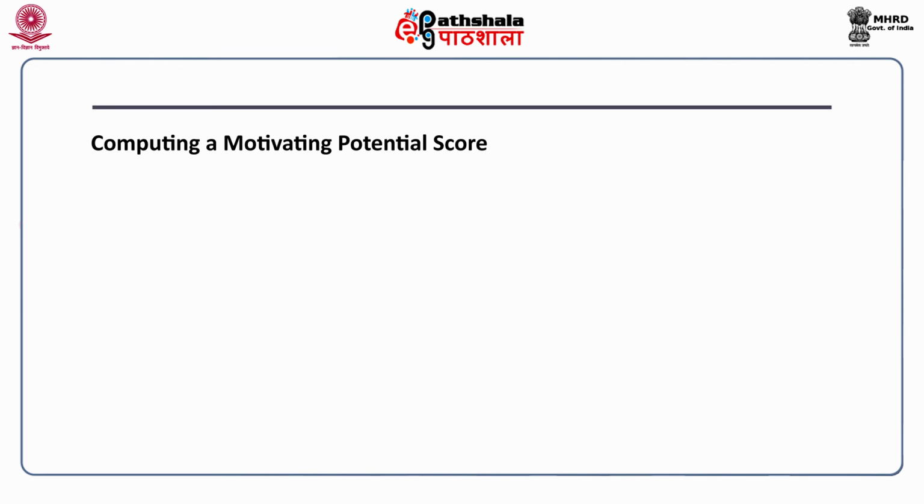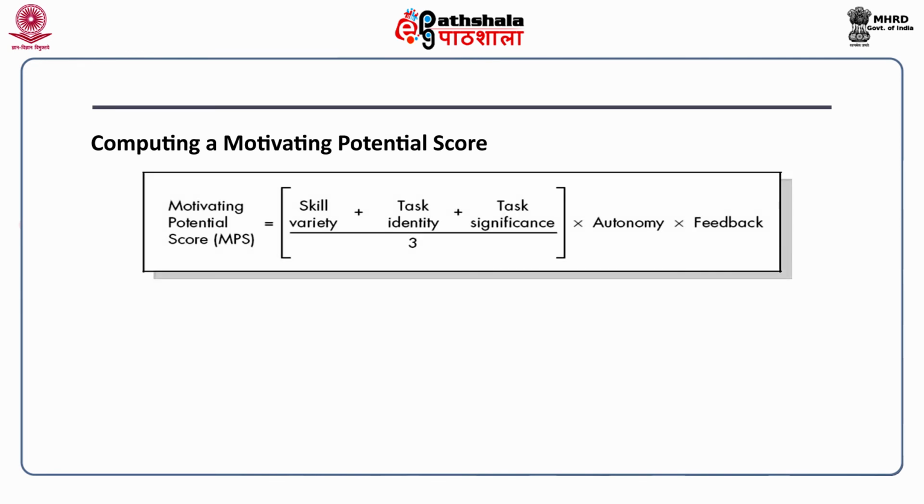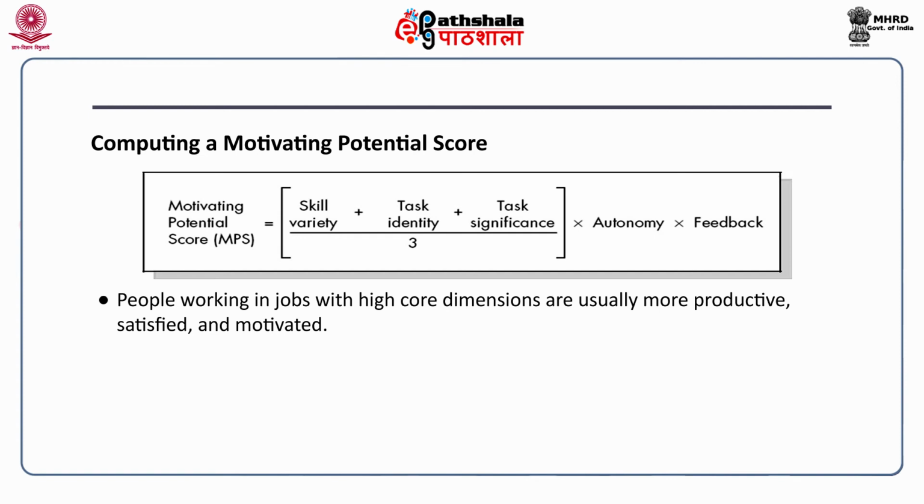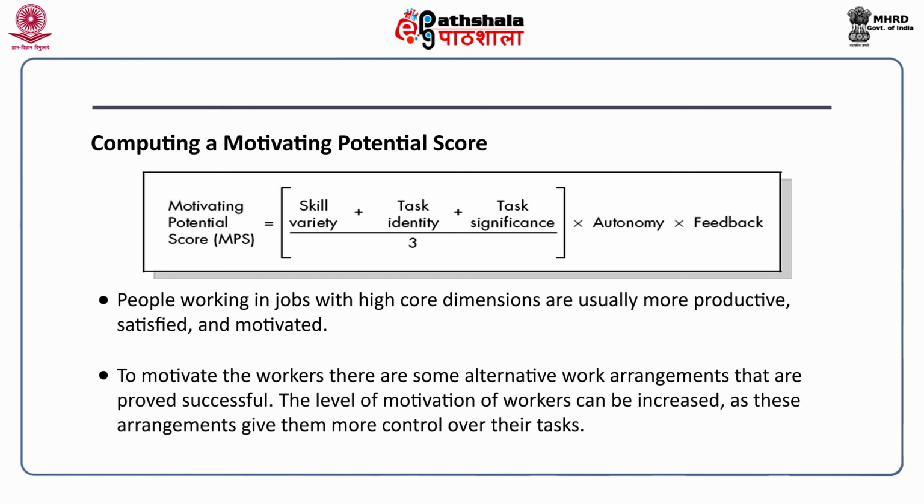Computing a motivational potential score. People working in jobs with high core dimensions are usually more productive, satisfied and motivated. We can see how MPS can be calculated: skill variety plus task identity plus task significance divided by 3, multiplied by autonomy and feedback. This helps us to know the motivating potential score. To motivate the workers, there are some alternative work arrangements that have been proved successful, which have been already discussed.